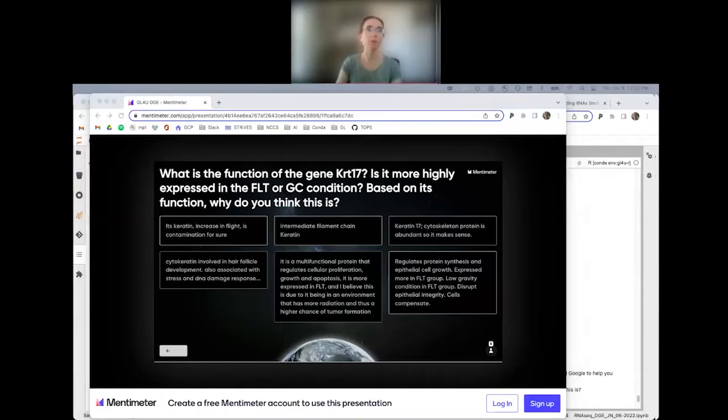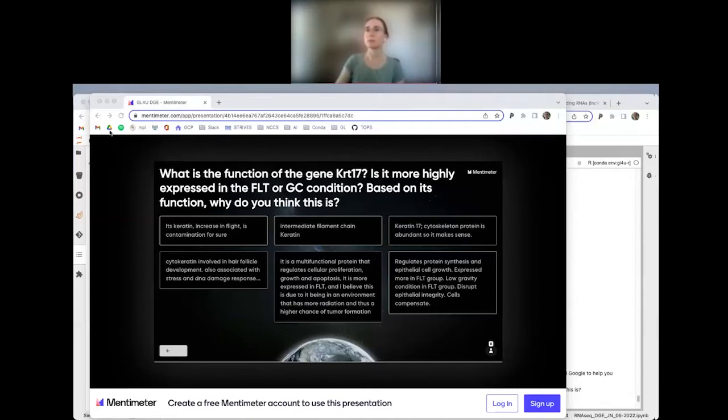When Amanda and I were looking into this gene, we noticed that in at least one publication, KRT17 is upregulated in hypoxic conditions, so low oxygen. In addition to increased radiation and lower gravity, there's also lower oxygen on the International Space Station. So the flight samples were incubated in a slightly hypoxic environment. That could be another reason why KRT17 seems to be upregulated in flight compared to ground control.